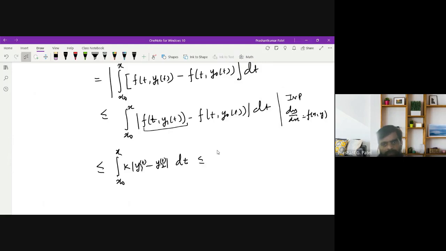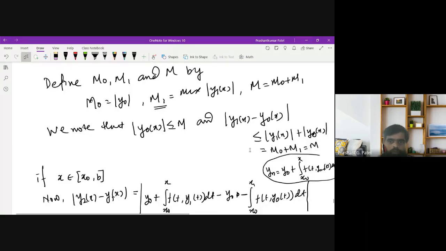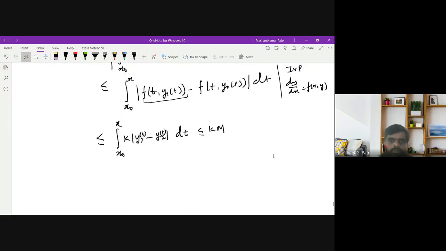So this is less than or equal to k times m, because we have concluded that mod of y1 minus y0 is less than or equal to m, times the integral from x0 to x of dt. So that is equal to k times m times (x minus x0). So this is what we got.